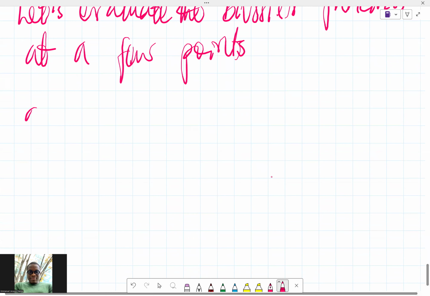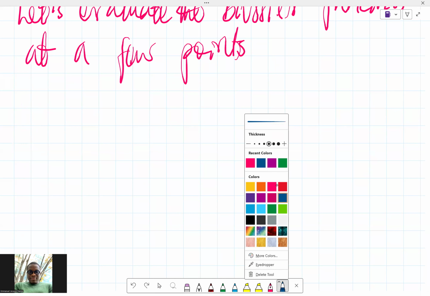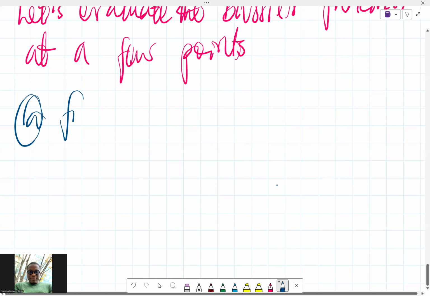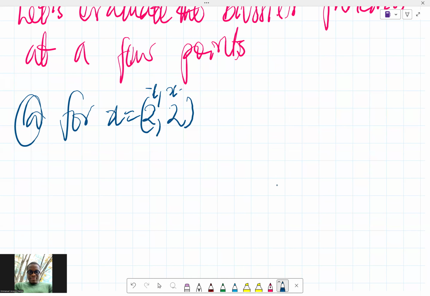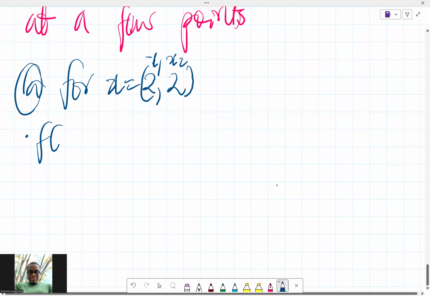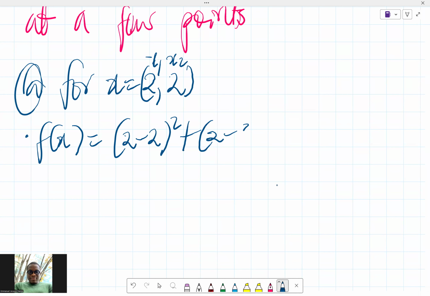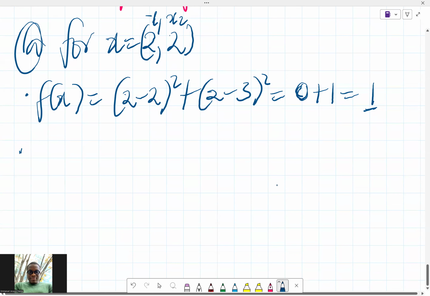So now let's say A. We say for x equals (2, 2). That's x1 is 2, x2 is also 2. That's what that means. So f of x is simply (2 minus 2) squared plus (2 minus 3) squared. 2 minus 2 is 0, squared is 0. 2 minus 3 is minus 1, squared is 1. And that just evaluates to 1. So we have that for f of x1, x2.